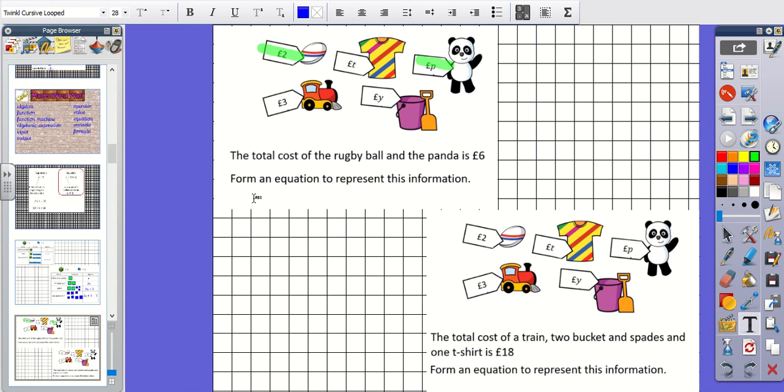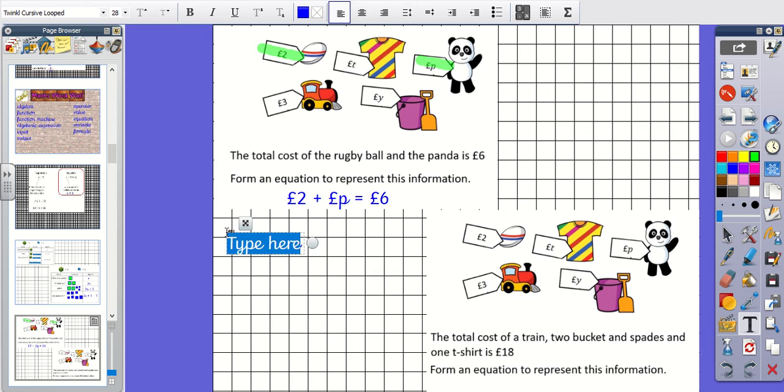So I'm going to put, it doesn't matter which way around it goes, £2 add P equals £6. Okay, so £2 add something equals £6. That's all it's asking you to do, is to form an equation. We don't know the value of the panda, but we do know that the rugby ball and the panda come to £6. So you could work that out.